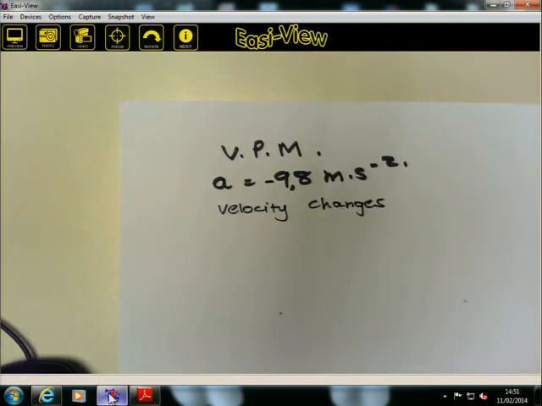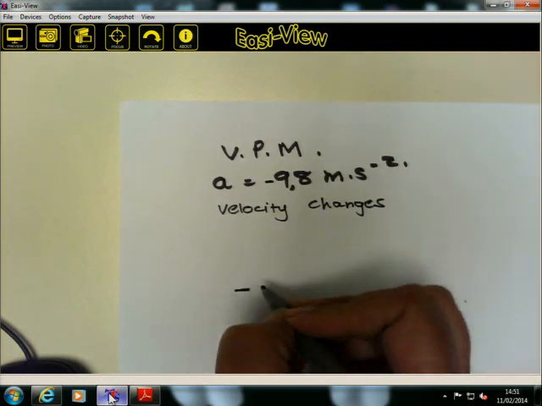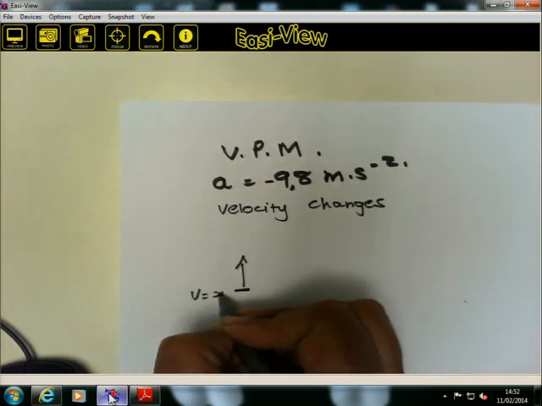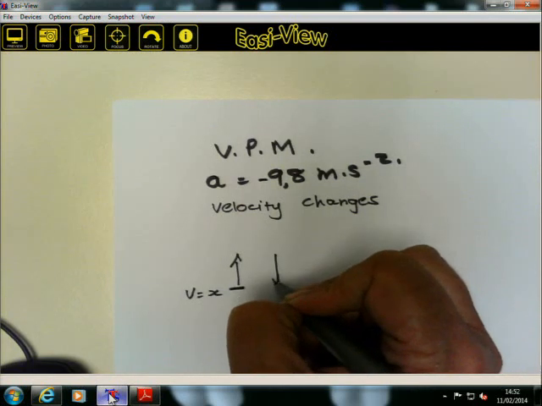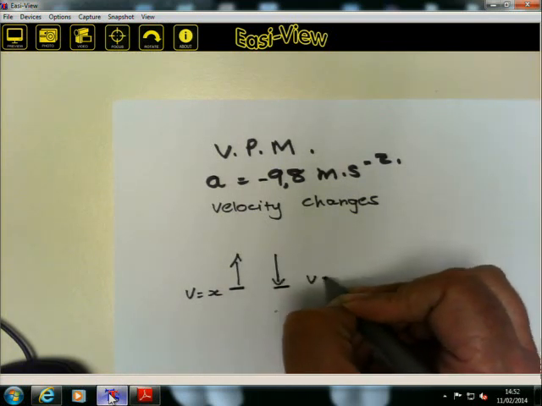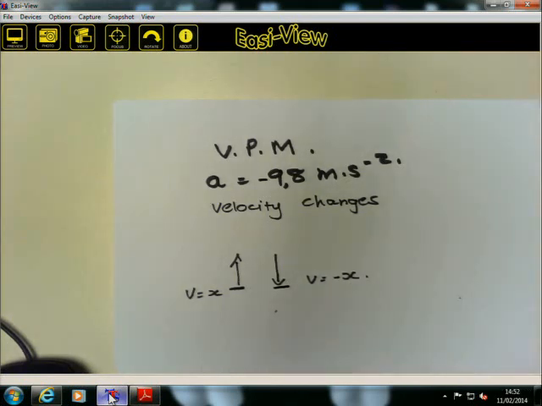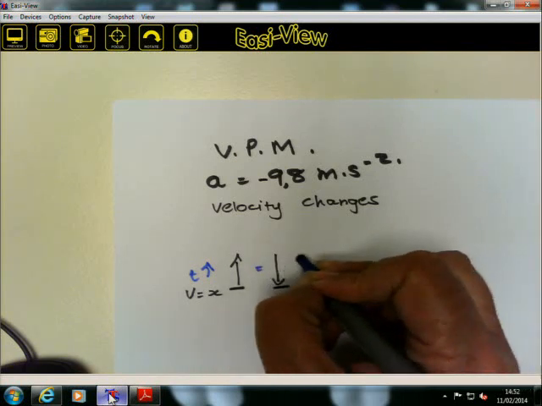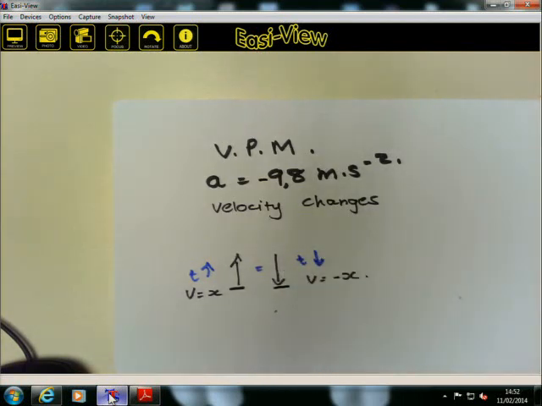What else must you remember from last week? That if an object leaves my hand over here at velocity x, when it returns to my hand again, the velocity is negative x. In other words, the magnitude is exactly the same, but the direction has changed. That implies another thing that is quite important. That tells us that the time up is equal to the time down. So these are a few things that we need to remember.